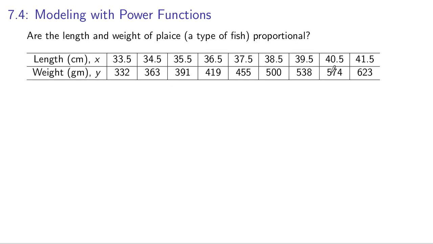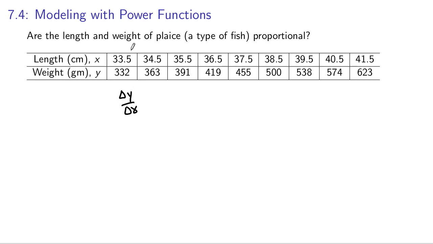So how can we decide whether or not a set of data is proportional to some power function? So let's think about the length and weight of a plaice, which is a type of fish. Is it proportional? Well, it's not. Let's see if it's directly proportional first. So if it's directly proportional, remember the change in y over the change in x should be constant. That would be the slope.